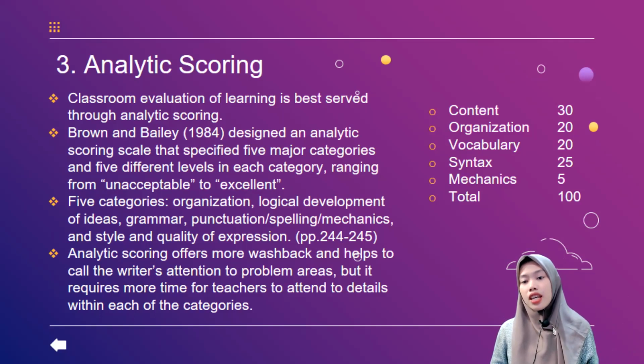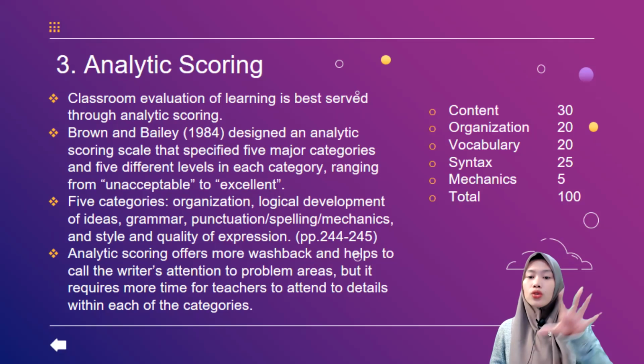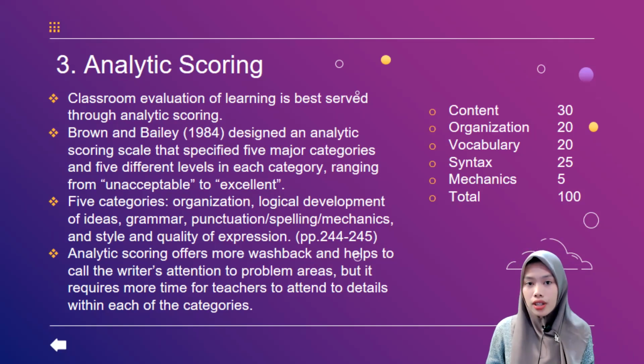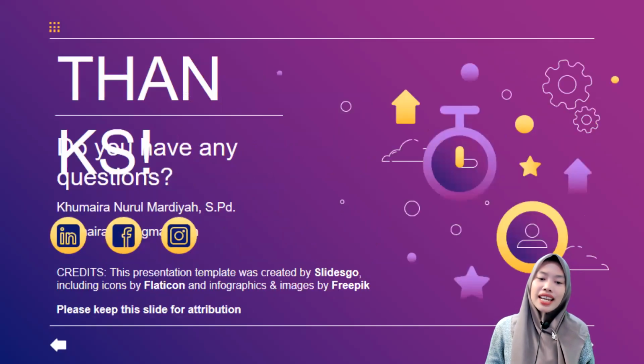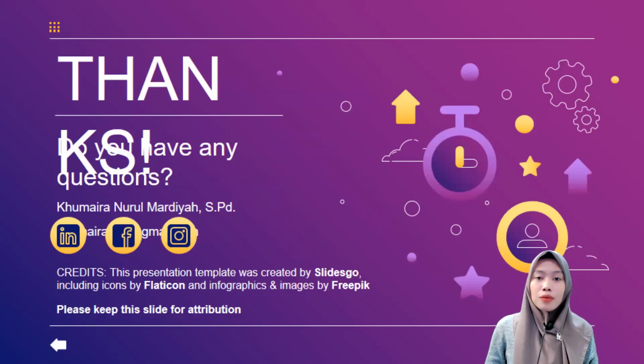For content it is 30, organization 20. This is how to score, yeah? And then vocabulary 20, syntax 25, mechanics 5, and then the total of all five categories is 100. All right, that's all that we can talk about in chapter 9.